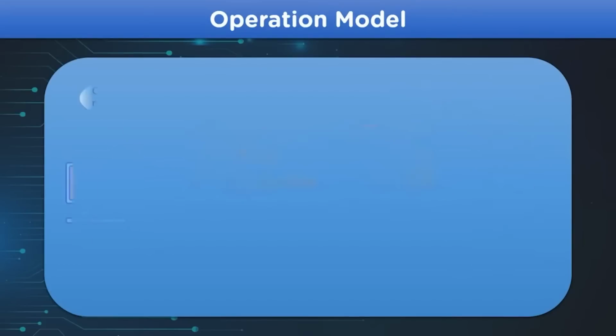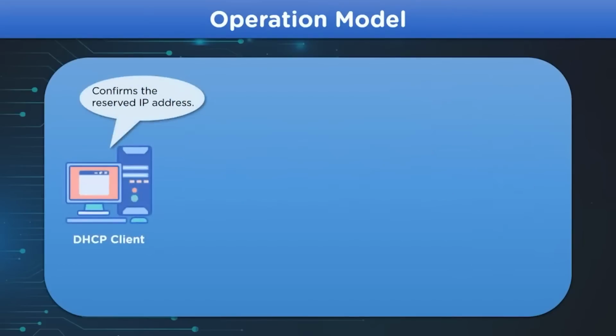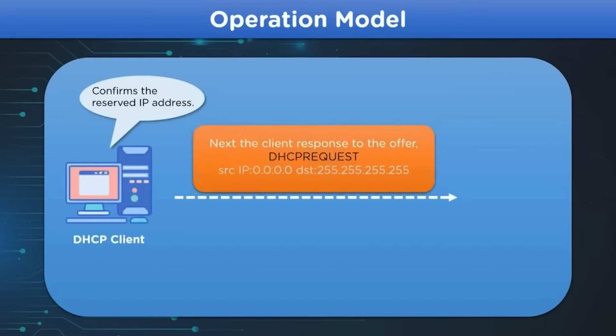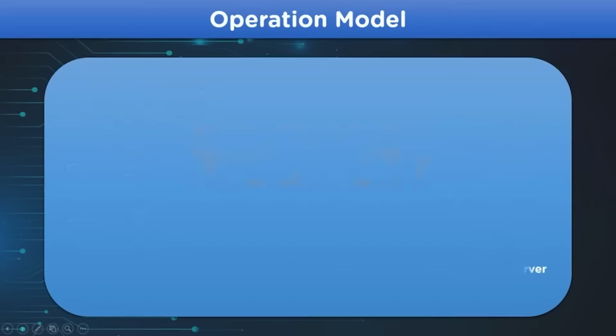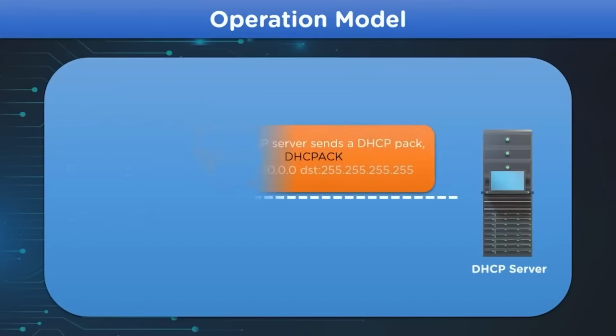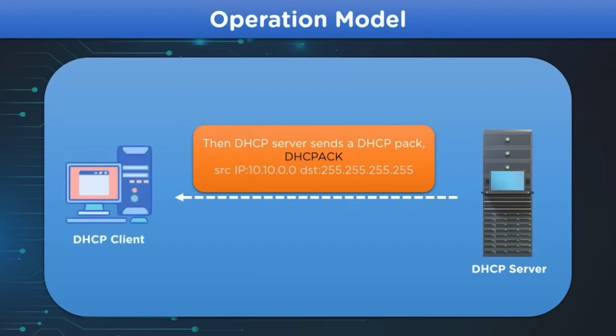In the third phase, the client responds to the DHCP server's offer through a DHCP request message, requesting the offered IP address and relevant network configuration for the system. Then in the last phase, the server acknowledges the request broadcast from the client and sends the DHCP packet to the DHCP client, which is comprised of network configuration for the client device.